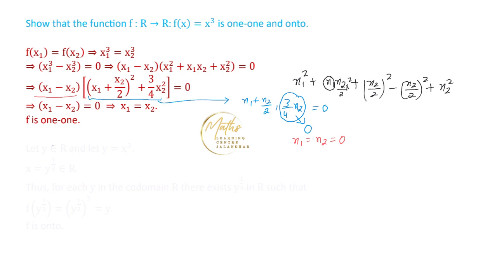Next, to prove that it is onto, let y belong to R. There is an element in the codomain, and we suppose that y is equal to x cube.